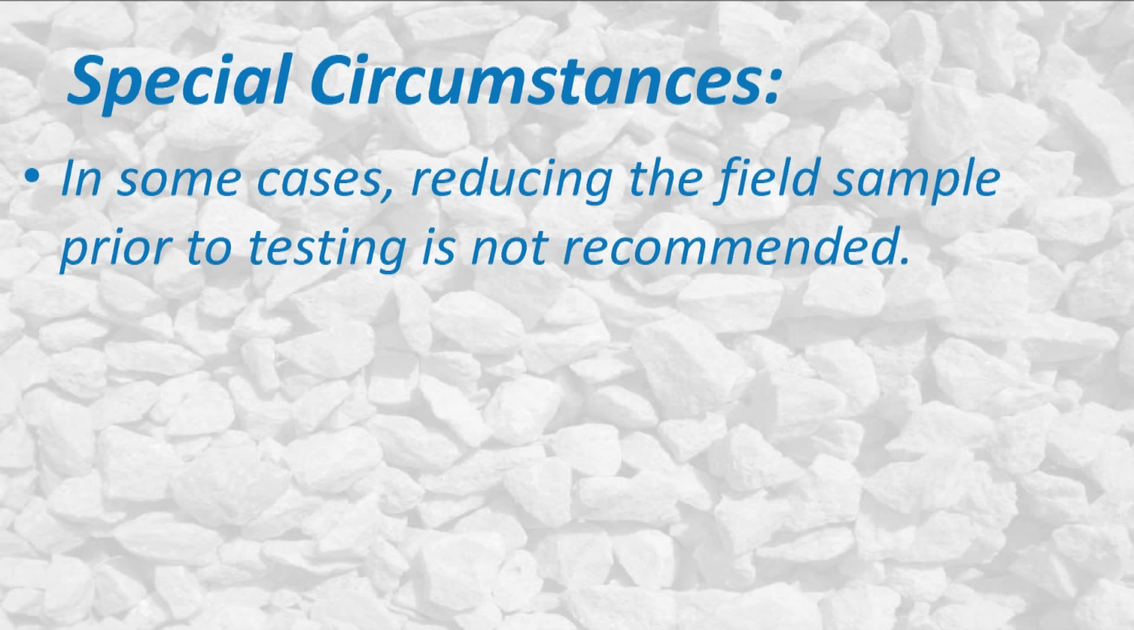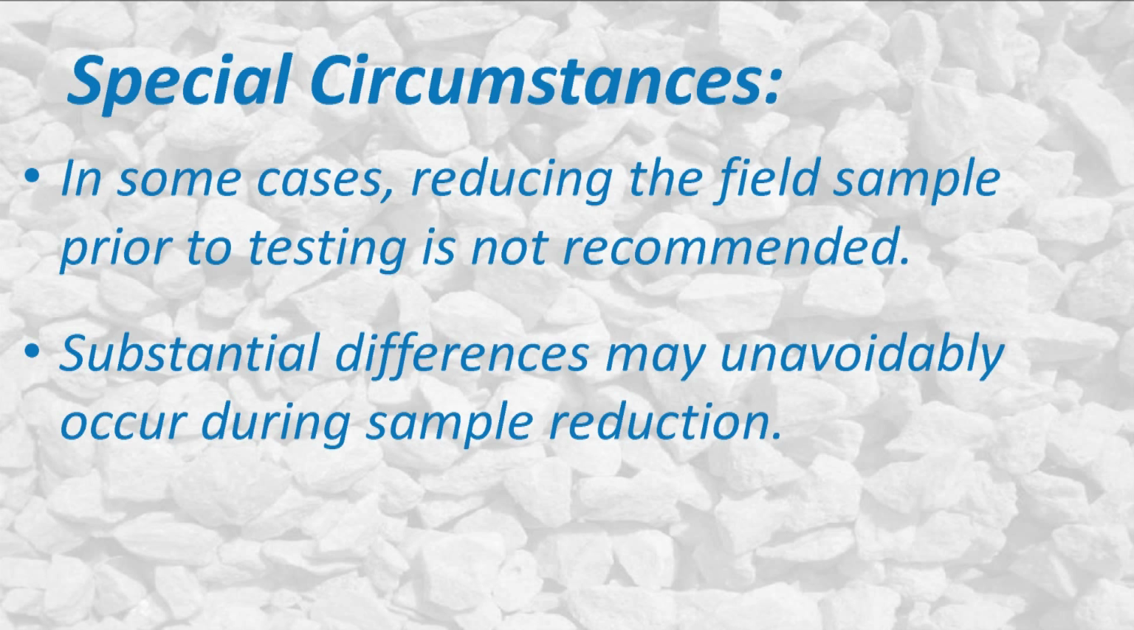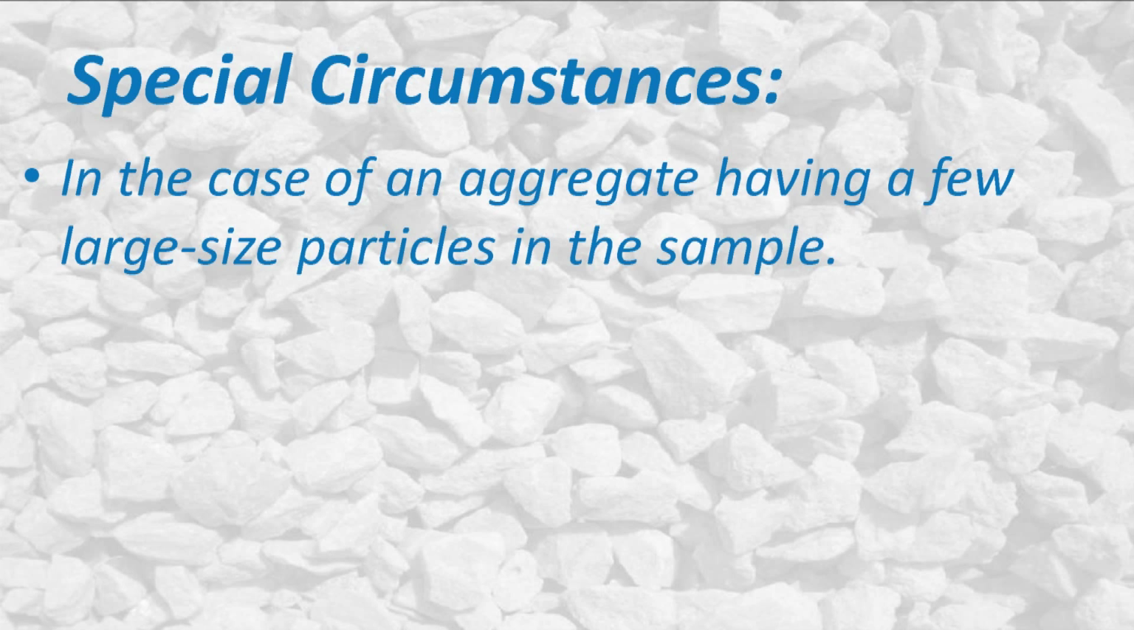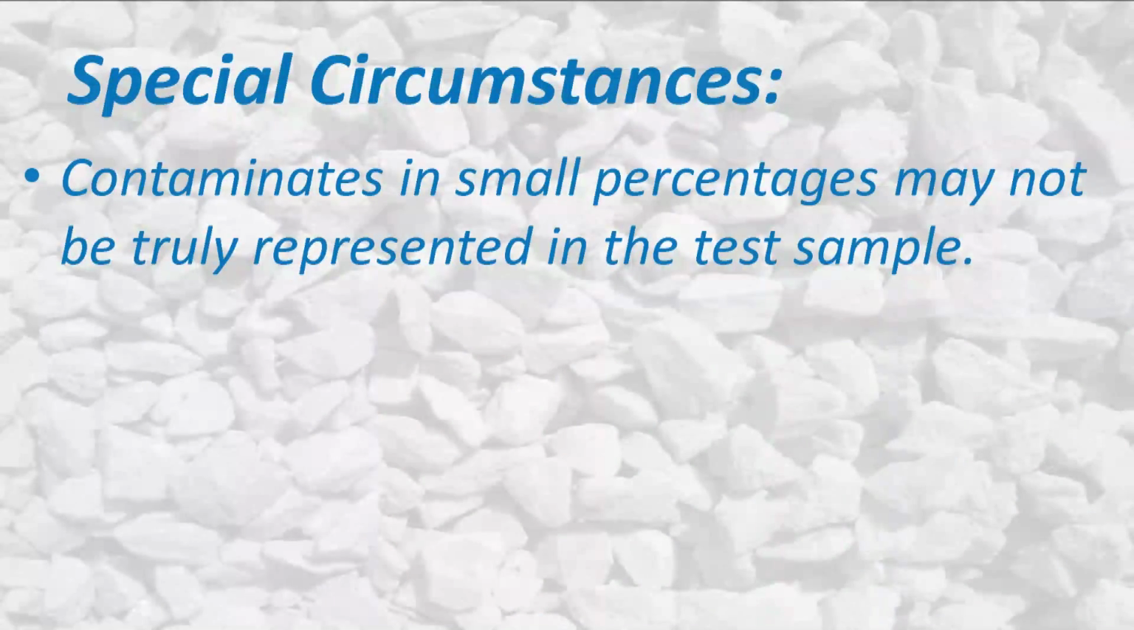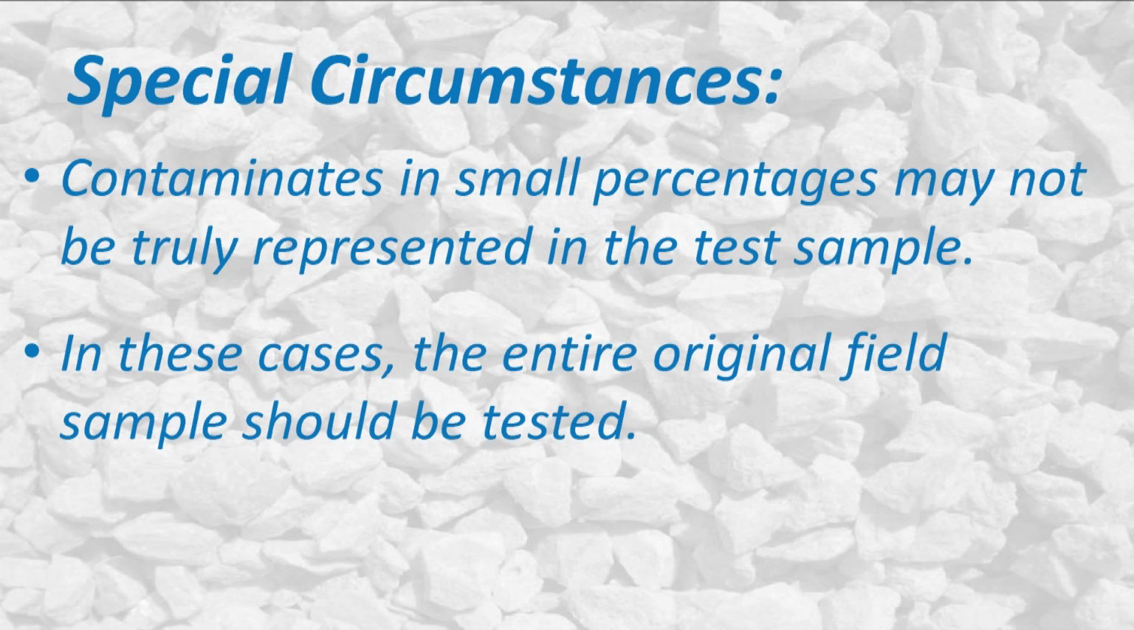In some circumstances, reducing the field sample prior to testing is not recommended. Substantial differences may unavoidably occur during sample reduction, i.e., in the case of an aggregate having relatively few large-size particles in the sample. These few particles may be unequally distributed among the reduced-size test samples. If the test sample is being examined for certain contaminants occurring as a few discrete particles in a small percentage, the reduced test sample may not be truly representative of the total aggregate as produced. In these cases, the entire original field sample should be tested.